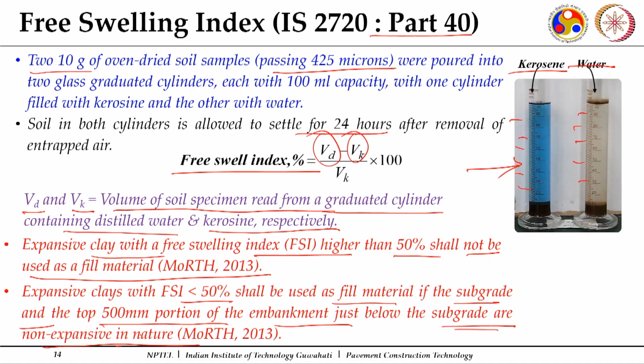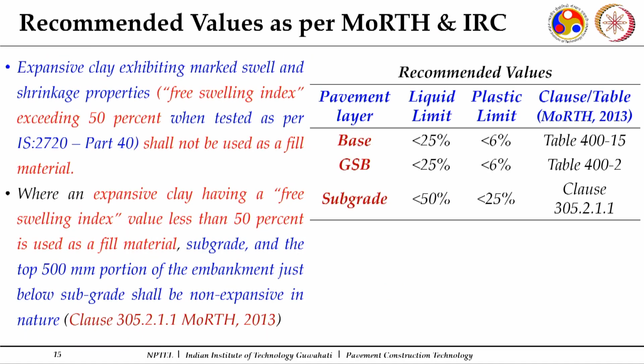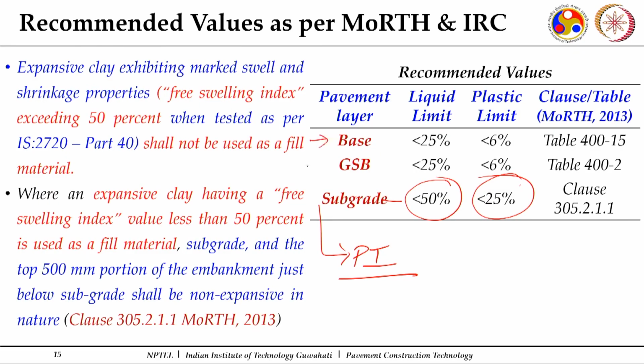Now, MORTH also recommends that if you are using any subgrade material, the liquid limit should preferably be less than 50%, and the plastic limit should be less than 25%. We will always prefer, especially in terms of plasticity index, to have a soil with a lower plasticity index value. So we indirectly try to restrict the use of soils having a higher plasticity index, and these are requirements which we will discuss again when we come to the granular courses.